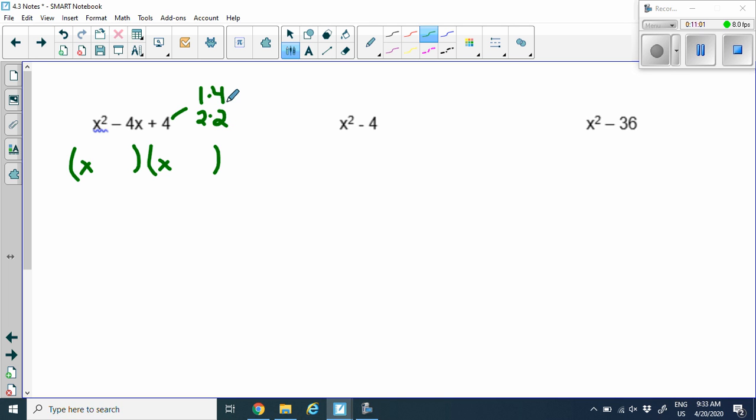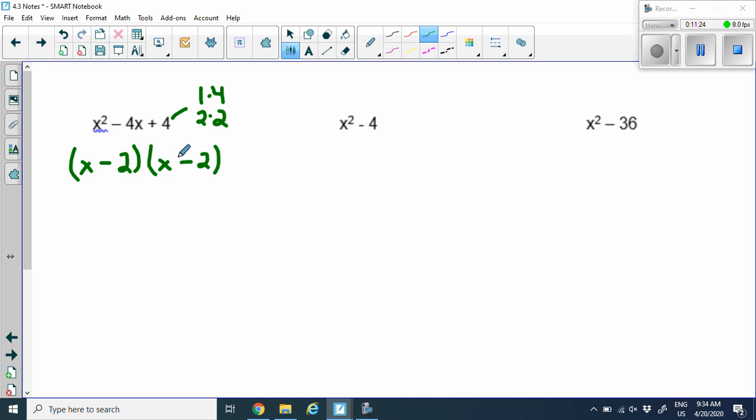Now I have to figure out which pair will add up to a negative 4. Well, 1 and 4 is definitely not going to do that, but we have 2 and 2, that'll work. So I have 2 and 2. Now we want to add up to a negative, so that means both of these have to also be negative. So negative 2 minus 2 gives us a negative 4.